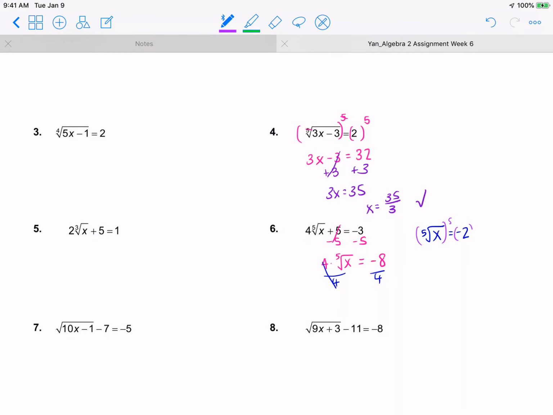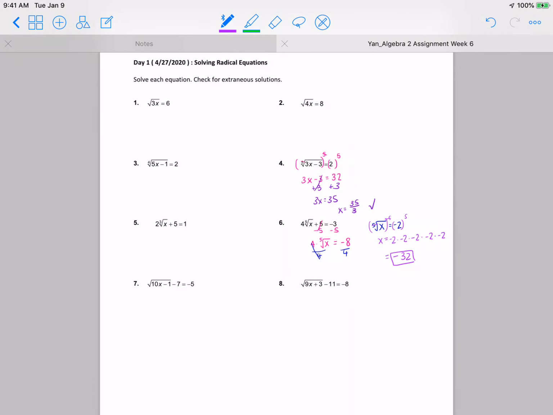So now I'm going to take it to the 5th power. Cross out the 5's. x would equal, hey, we kind of did that earlier from number 4, right? 2 to the 5th power is 32. But since we have a negative, and I'm multiplying this 5 times, this is going to be a negative 32. Okay, so put negative 32 back in there. And that's your answer. Okay, so I'm going to leave you to finish the rest of the questions on your own for day 1.